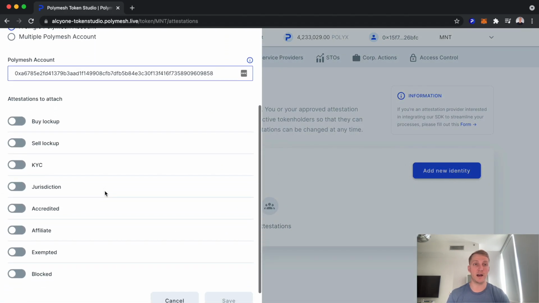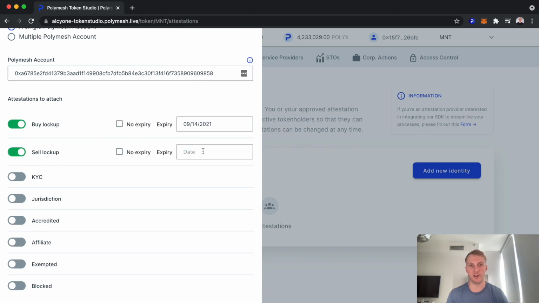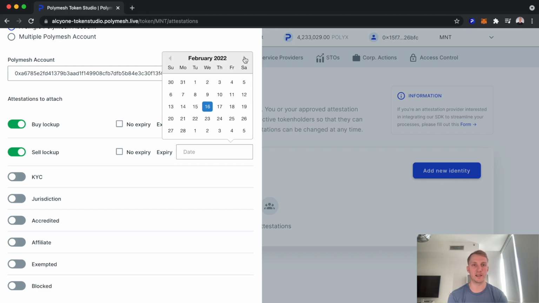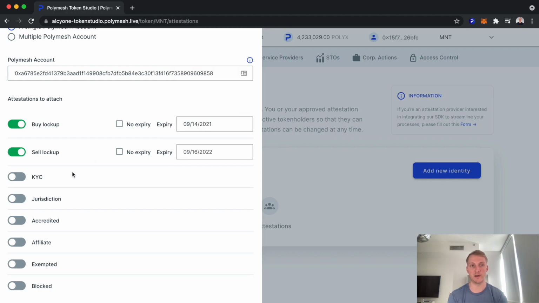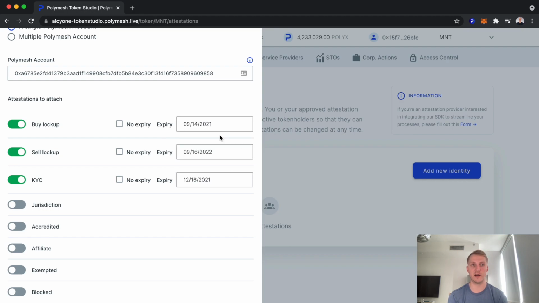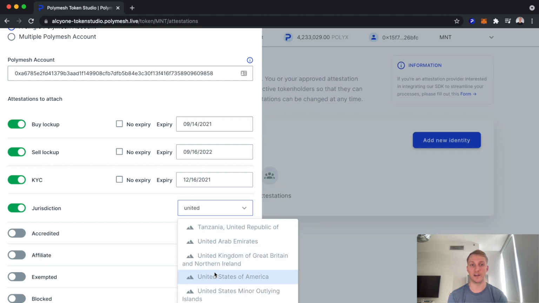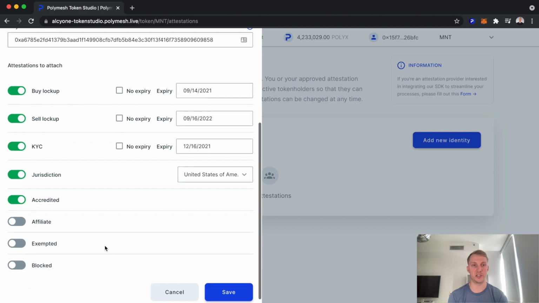And so here, now that I am an approved attestation provider, I'm going to make one about 0xA67. Let's call her Alice. And so Alice is under a buy lockup, but that actually expired a couple days ago. She's under a sell lockup for about a year. She needs to refresh her KYC information in a few months. We'll say that Alice is from the United States, and we'll also say she's accredited.